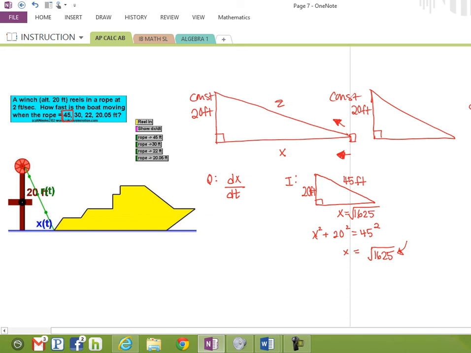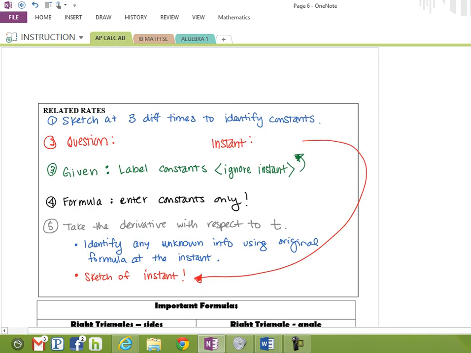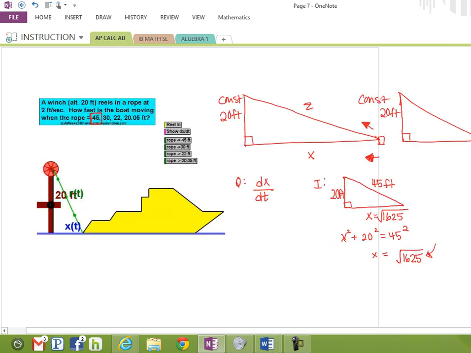So, once we have the question and the instant, now I'm going to go through following my steps. Looking back again, remember, given is the next piece. So now I'm going to do my given.